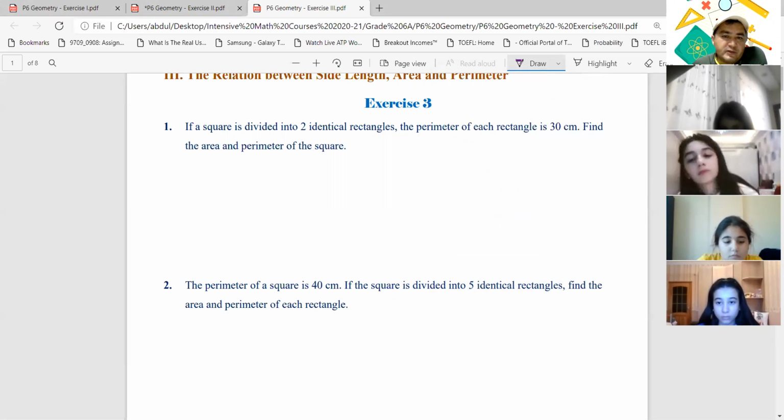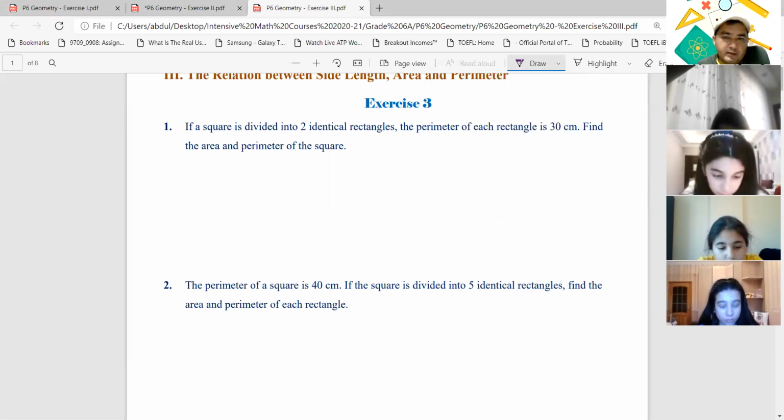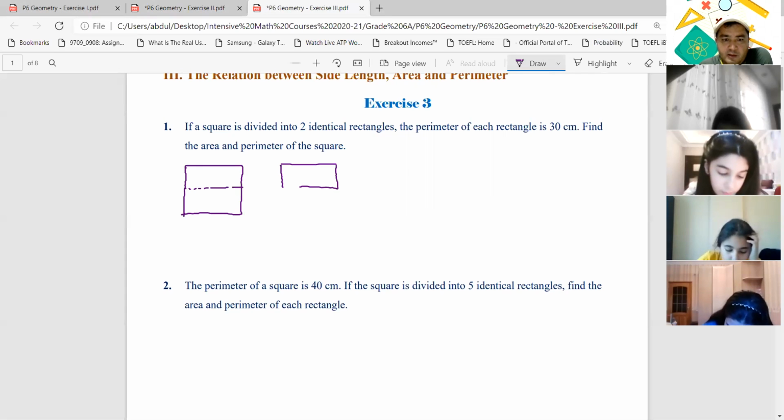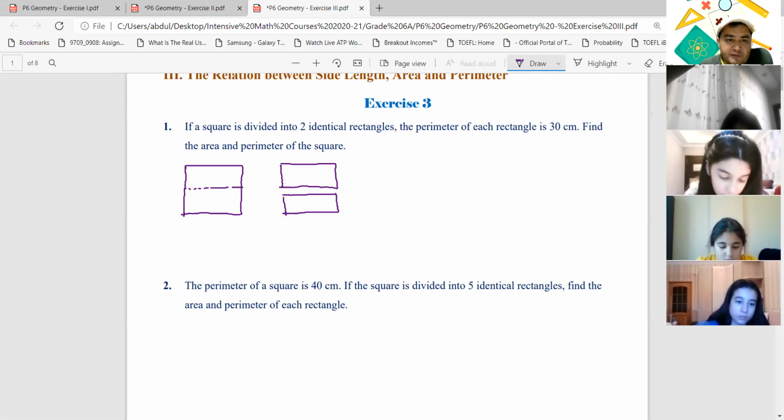If a square is divided into two identical rectangles. Suppose that this is our square, right? And we just divide this into two identical rectangles like this. So that is our first rectangle, and that's our second rectangle, right? And suppose that the side of the square is A, and also this side is A, okay?